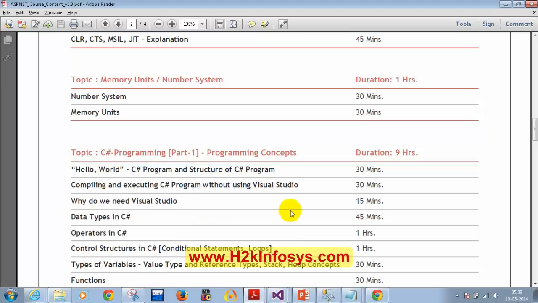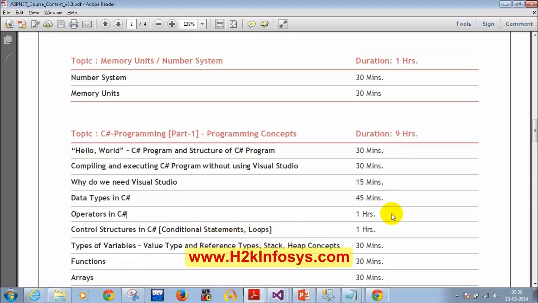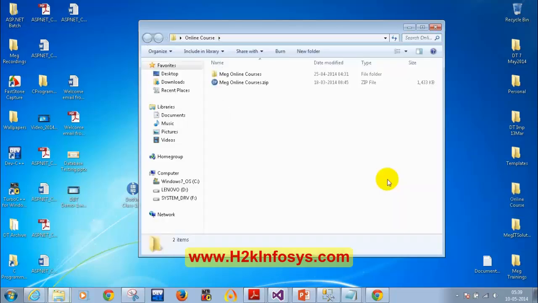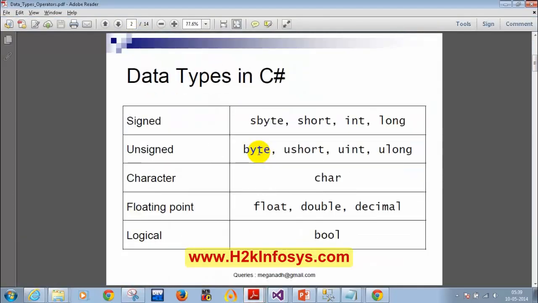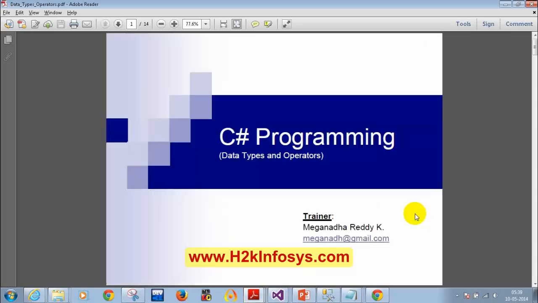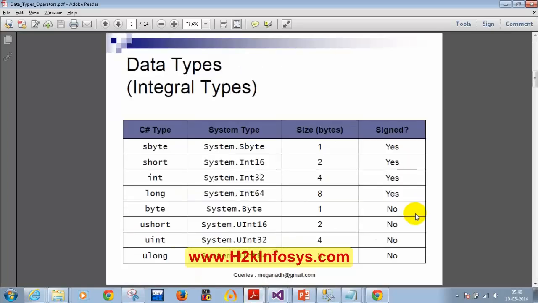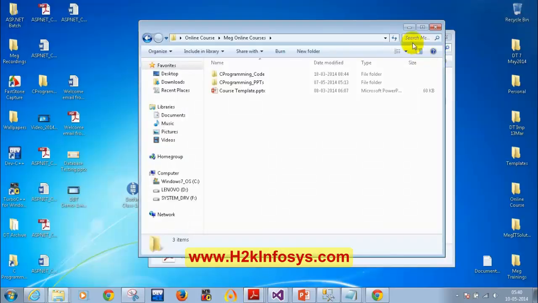Now I'll be going a bit slow today. So let's get started with the data types. Data types are mostly the same in almost all programming languages. Let me open a PPT which I have. Before getting started with the data types, I just want to discuss number system and memory units.